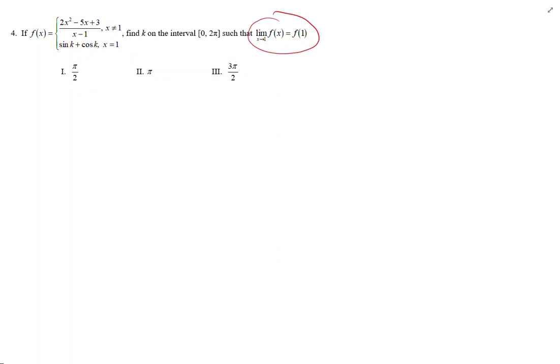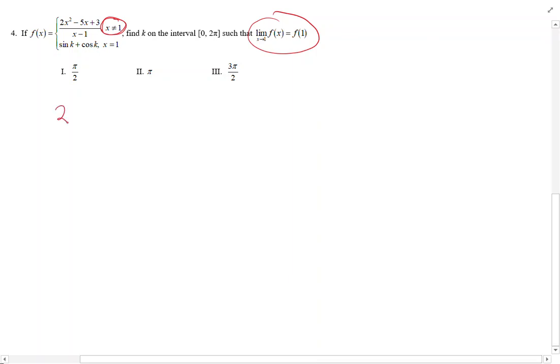The limit as x approaches 1 means I want to look to the left of 1 and to the right of 1. In both of those cases, I'm going to use this top equation because it says to use it whenever x does not equal 1. That includes the left of 1, like 0.9, and the right of 1, like 1.1. So let's plug 1 into that and see what happens.